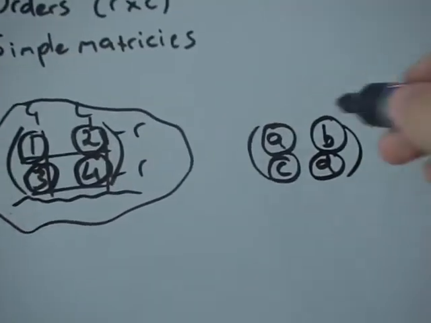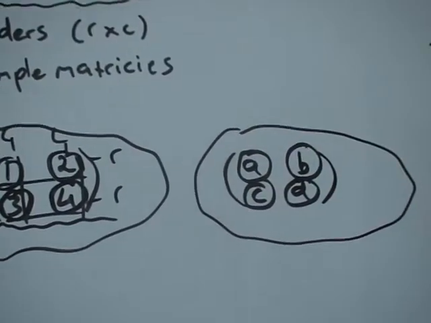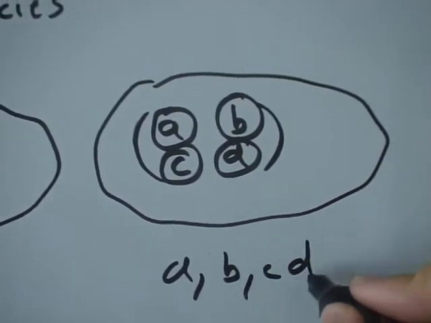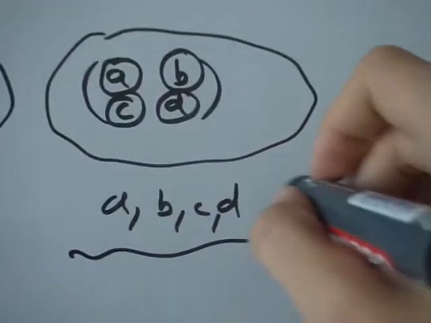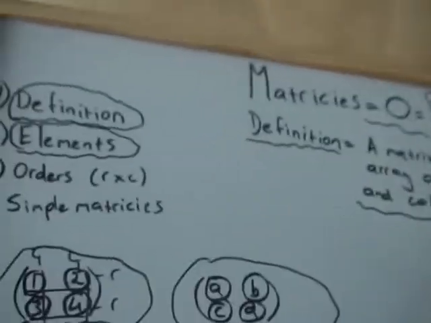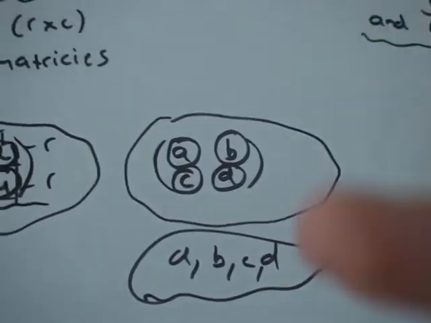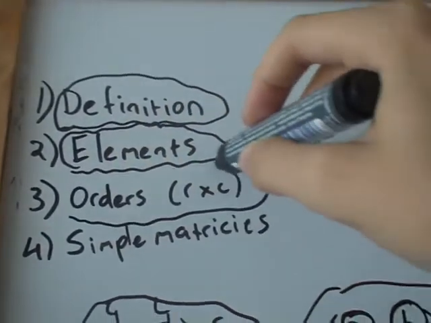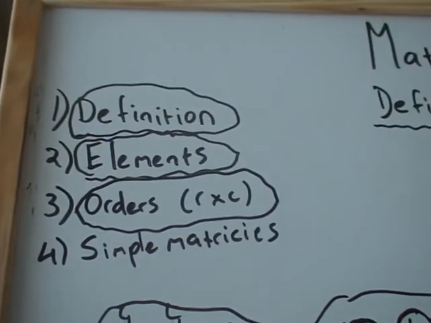So on a test, if someone says state all the elements in this matrix, you go, okay, A, B, C, D. Ta-da! And you have the question right. Now if you hadn't seen this module and you have no idea what an element is, you wouldn't be able to answer that very simple question for some marks. That's why it's important to learn, I think.